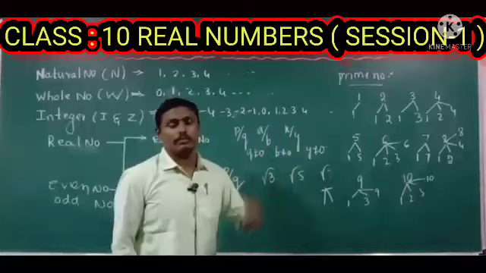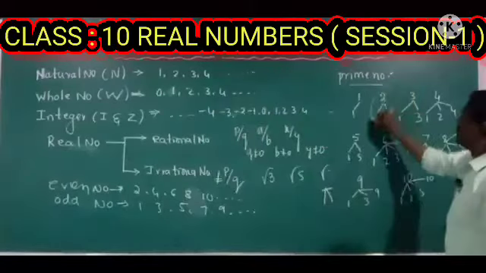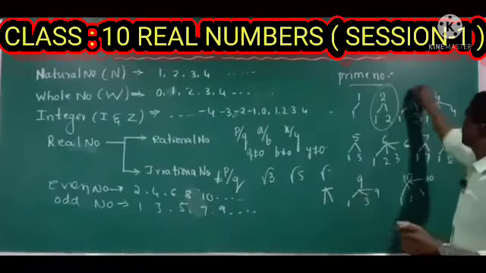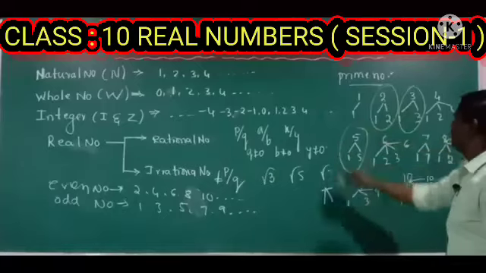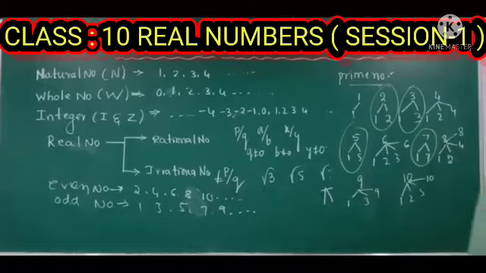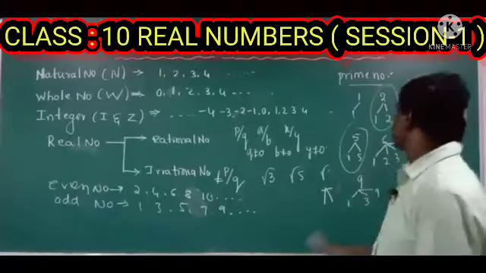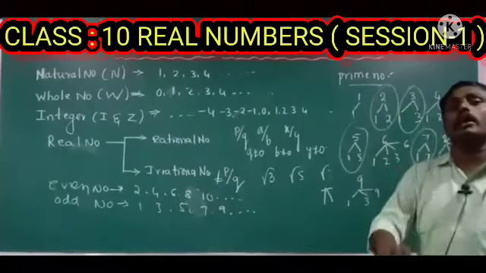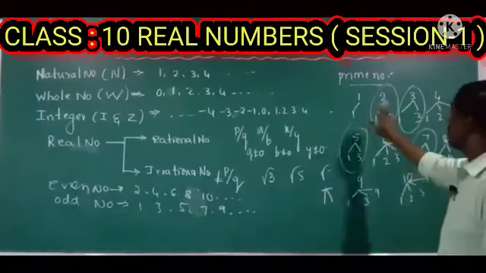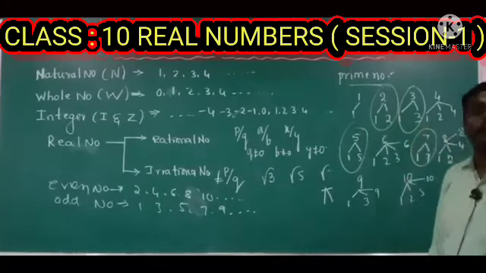So these types of numbers are called prime numbers. Here 2 is the first prime number. Next, 3, 5, 7, right? These are some examples of prime numbers. Prime numbers means the numbers which are divisible by 1 and itself only, or the numbers which have only 2 factors, right?